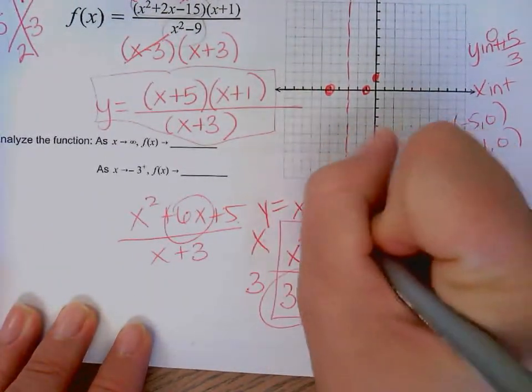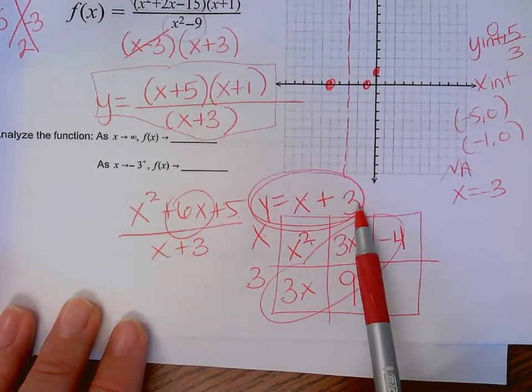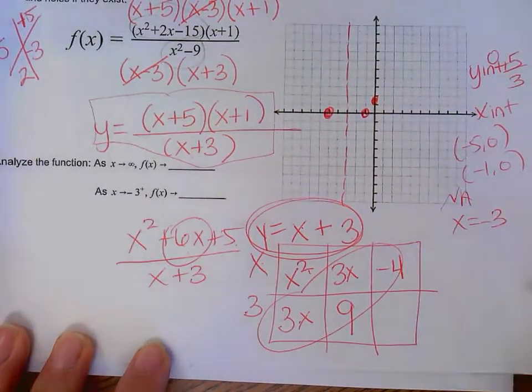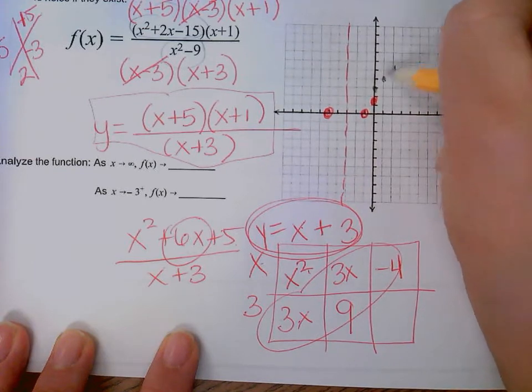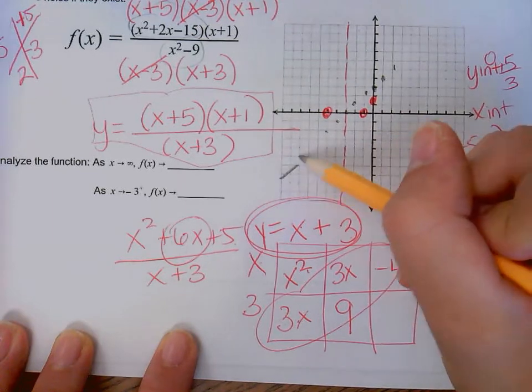My asymptote is y equals x plus 3, because that is the answer to the division problem. So I'm going to start at 1, 2, 3, and go up 1 over 1, like this. So this is my asymptote.